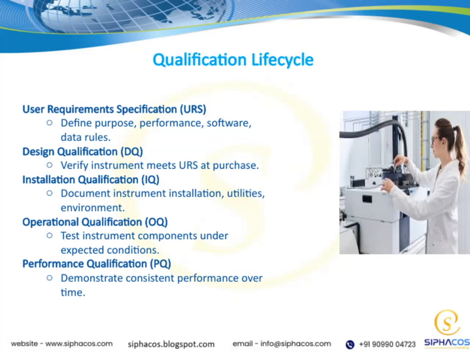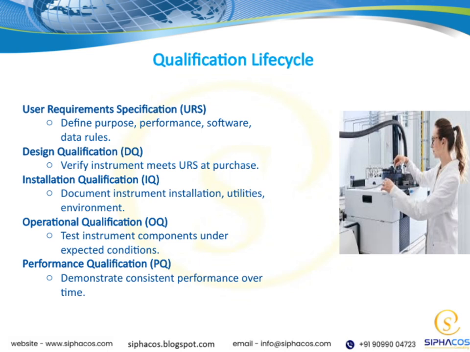Let's talk about the qualification lifecycle, which is a key part of ensuring our equipment and systems perform reliably and meet all necessary standards. First, we have the User Requirement Specification, or URS. This is where we define the purpose of the equipment, its required performance, the software involved, and any data rules we need to follow. It sets the foundation for everything that follows.